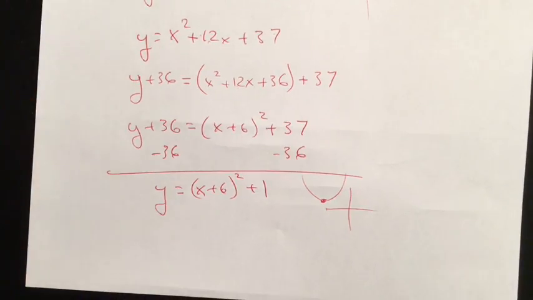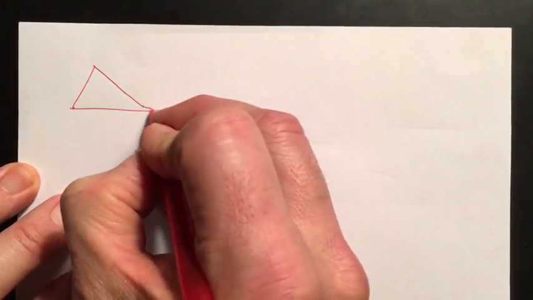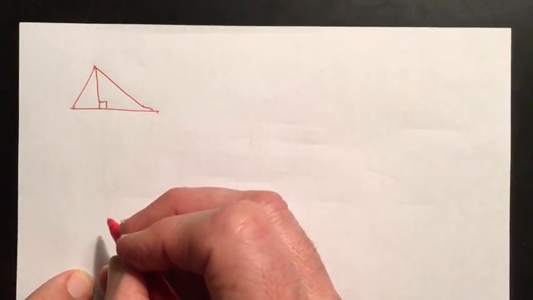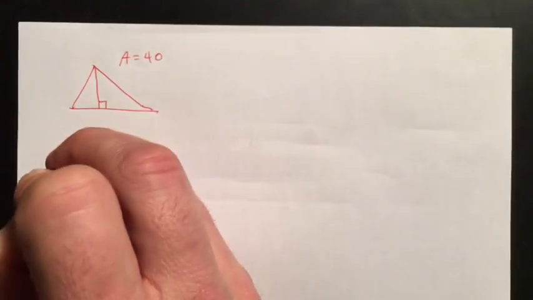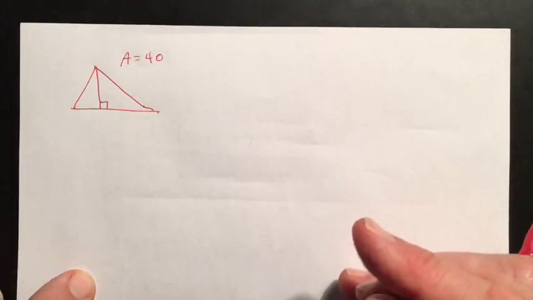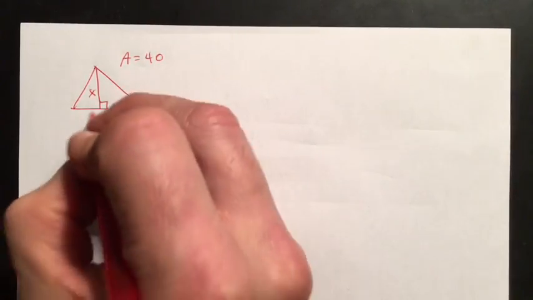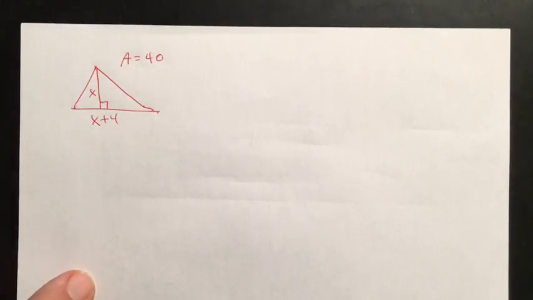All right, we have one more problem for you, and that's going to be some geometry. So here we go. We have a triangle, and there's our height, altitude. The area is 40. A equals 40 square units, whatever they are, doesn't matter. The height is x. The base is x plus 4. Okay. And completing the square, we're going to try to solve this.